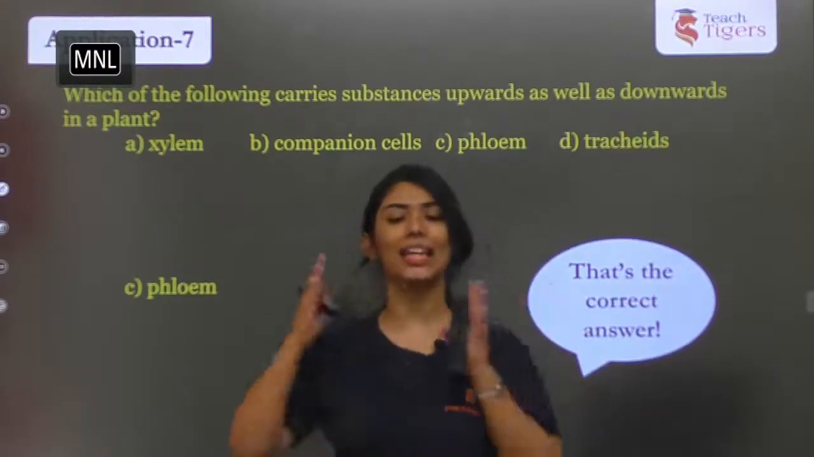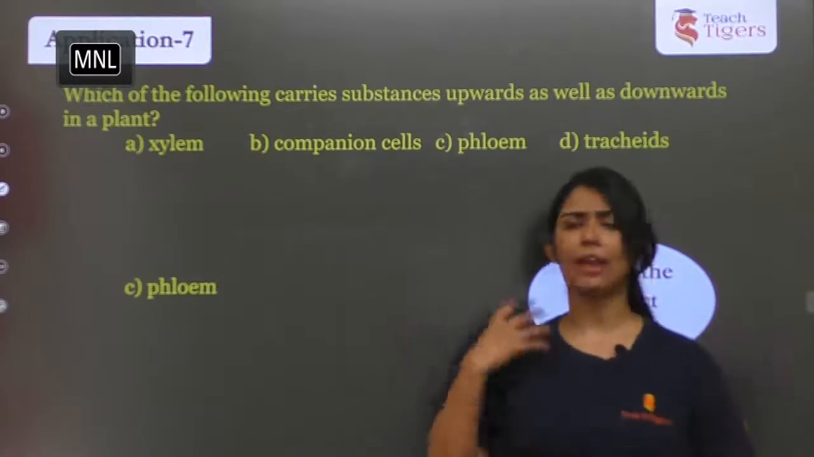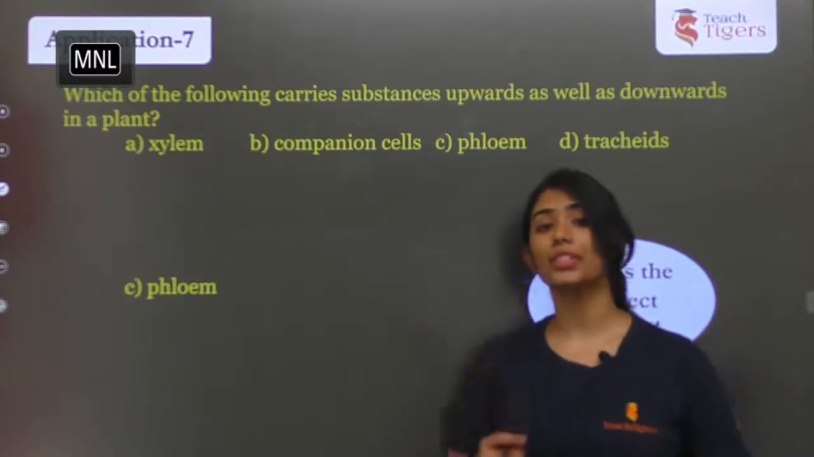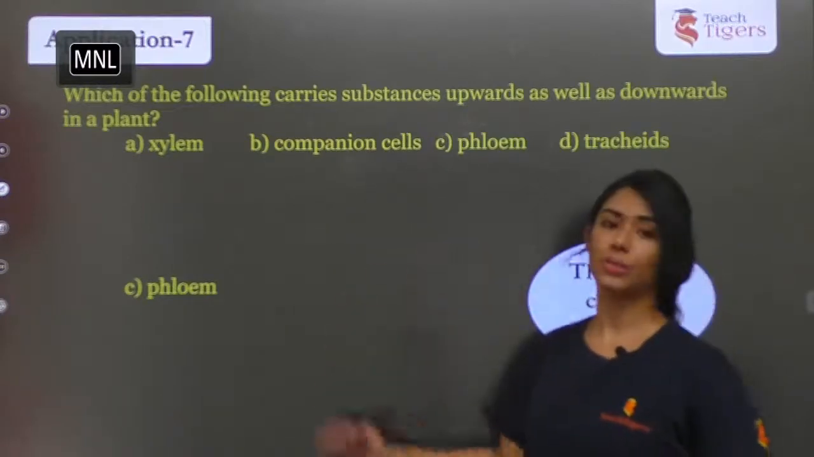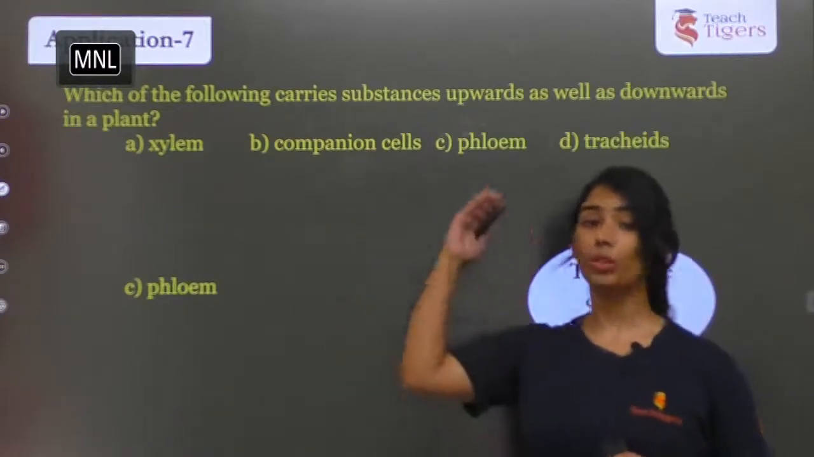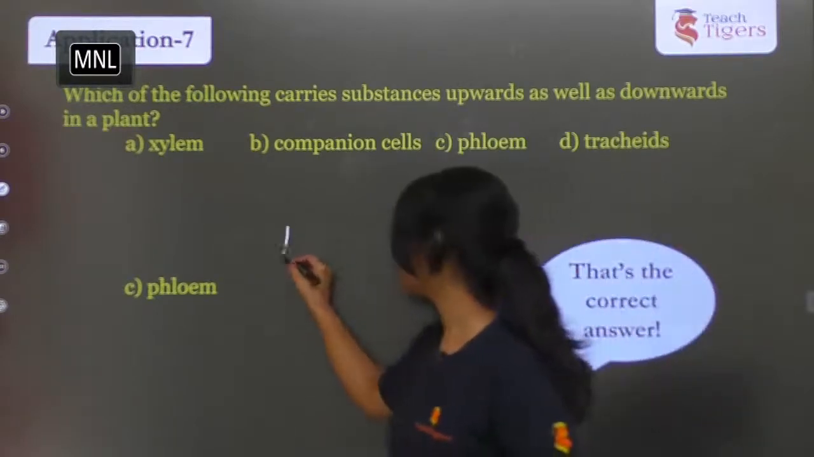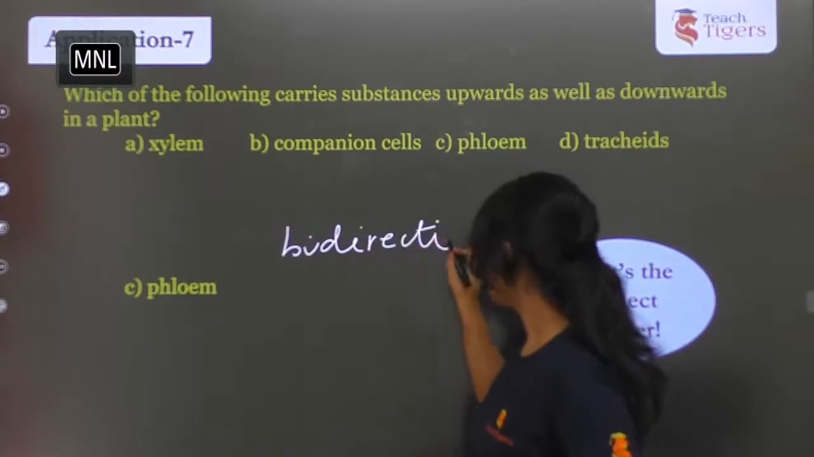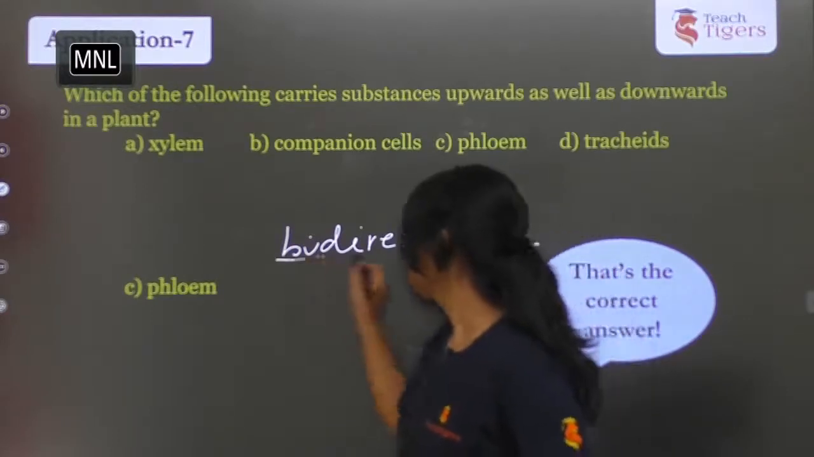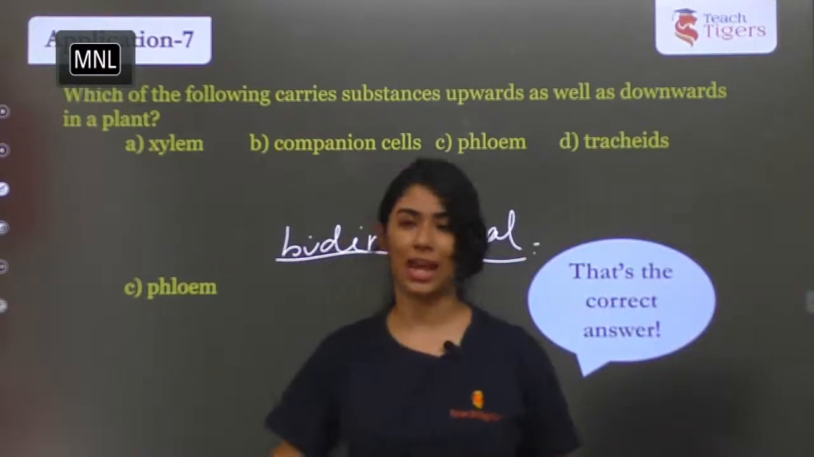So the source and the sink will vary depending on the weather conditions and many other factors. Because of this variation, the phloem tissue will carry substances in both the directions, that is upwards as well as downwards. This is also known as bidirectional movement. Okay, what does bi mean? In both the directions, right? So bidirectional movement is shown by the phloem tissue of the plant.